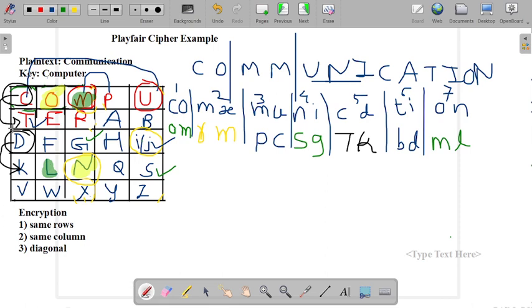Now we are done with our encryption using Playfair Cipher. So for the plaintext communication, we got the ciphertext OM, RM, TC, SG, TK, BD, ML. And we have to follow the three rules. For the encryption, we have to check whether the characters are in the same row, same column, or diagonal.